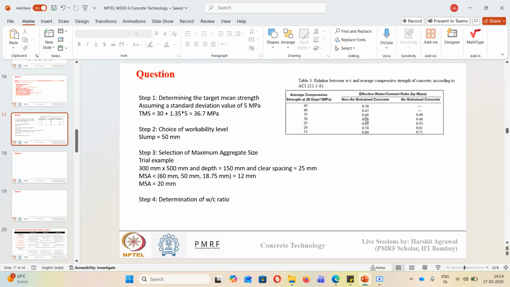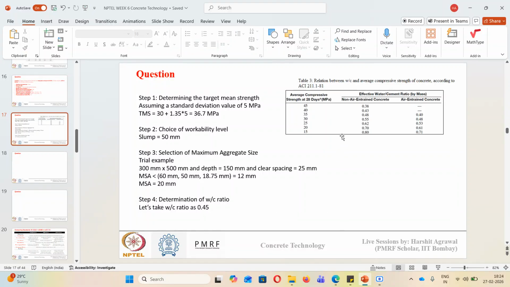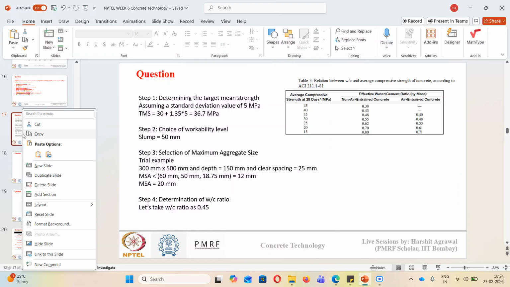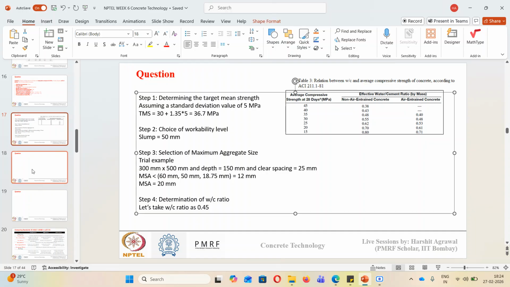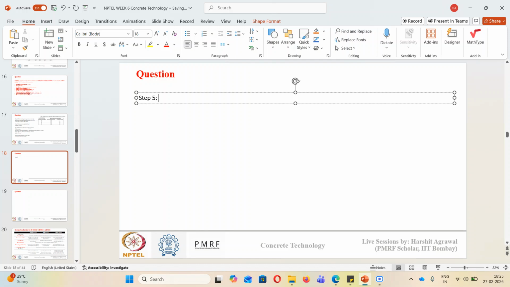Now, for 37 MPa, we can go with the mean of these two values, 0.43 and 0.48. So based on this, let's take the W by C ratio as 0.45. The same thing you can do from the graph also, but for now I have done it from the table. So I have fixed the W by C ratio as 0.45. Now step 5 is determination of total mixing water and air voids.